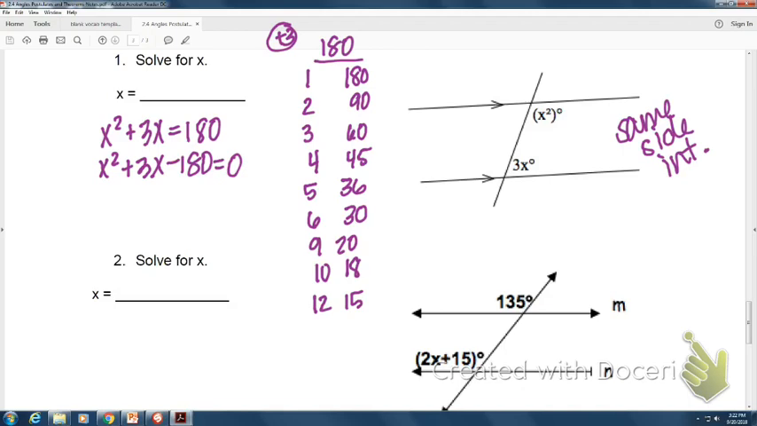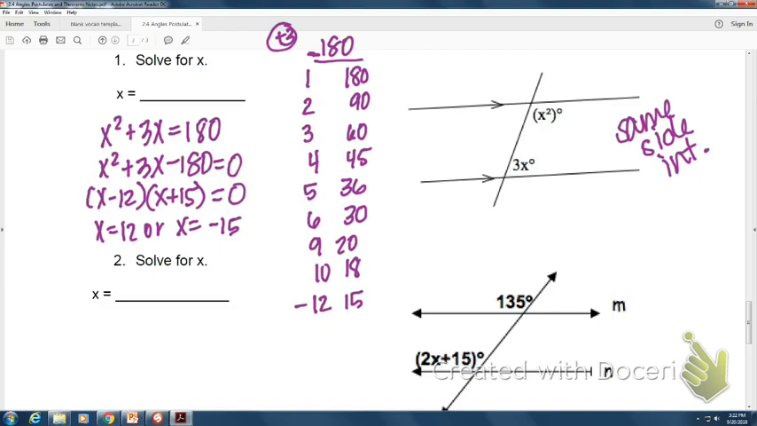In order to get a positive 3, but I need a negative 180, which one am I going to negate? 12. Negative 12. And then we'll have a positive 15 so that I can get that positive 3. So I have x minus 12, x plus 15 equals 0. What are my possible values for x? 12 and negative 15. Just like with our segments, can you have a negative angle? No. So you need to see which one works and which one does not.